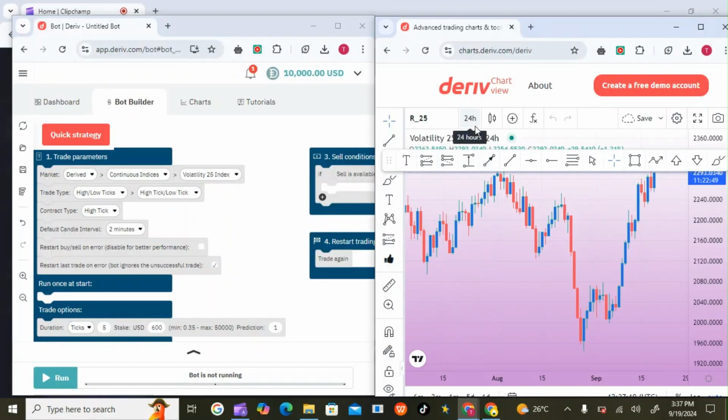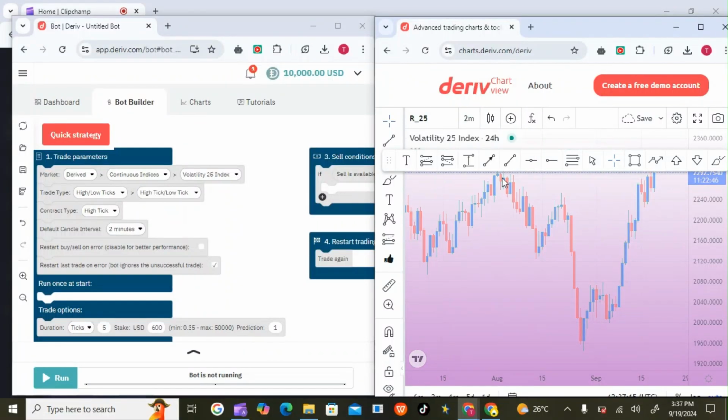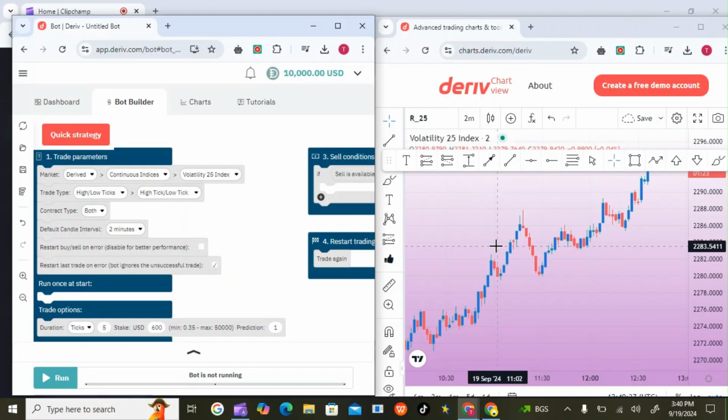So under here, whatever you have set on this side, come and set it, so I will move to 2 minutes. There was a problem with my device, it was raw, I never noticed. So let's proceed. I was talking about volatility 25. Whatever you have set on this side, come set it on the trading chart in Deriv. So I've set the candlestick interval to 2 minutes as it is on the other side.